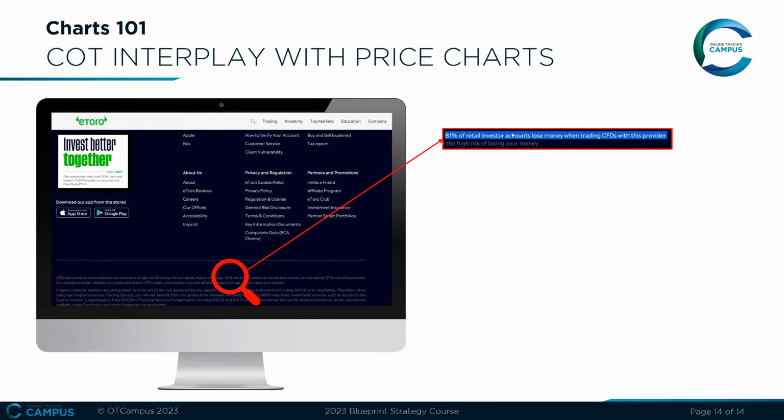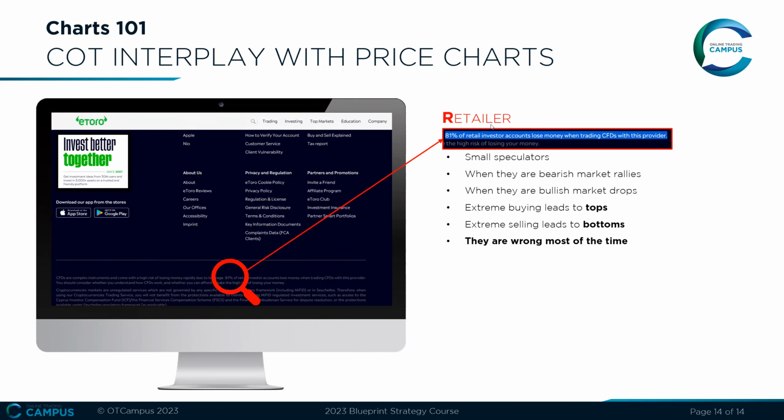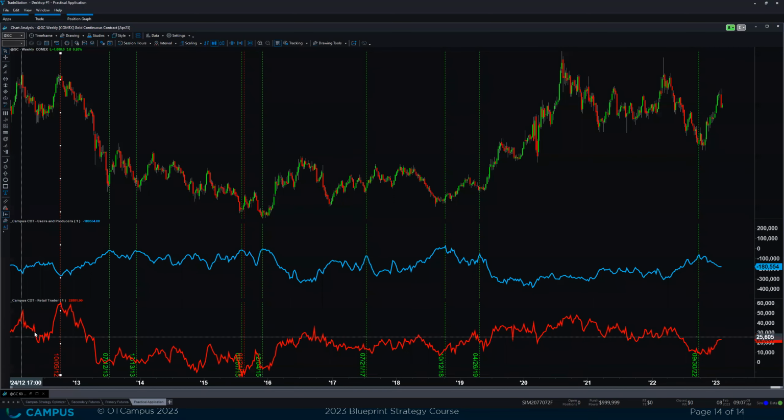So that's then, right? Again, these are hard facts. Last slide for today. These are the retailers. And how else do we know that they are wrong? Well, we really just saw it in front of our eyes, right? We really just saw it here.